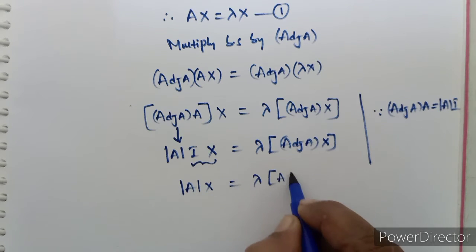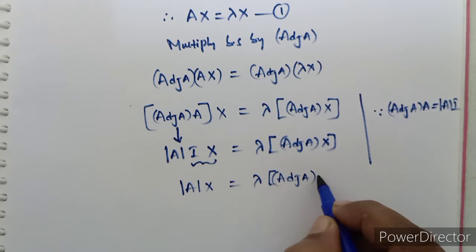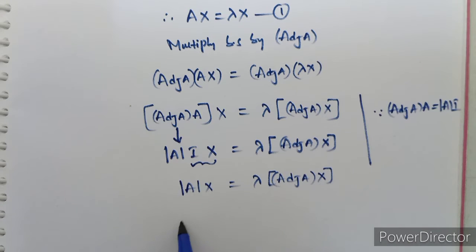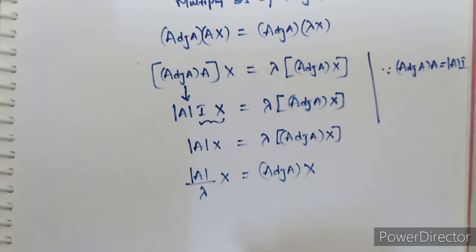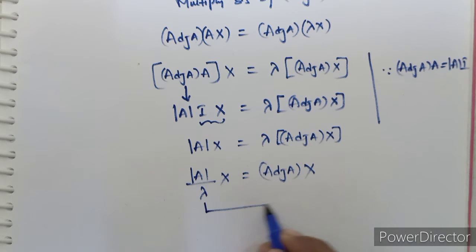Lambda times of adjoint A into X. We bring this lambda to the left side. Det A by lambda into X equal to adjoint A into X. Now we have proved det A by lambda is a characteristic root of adjoint A.